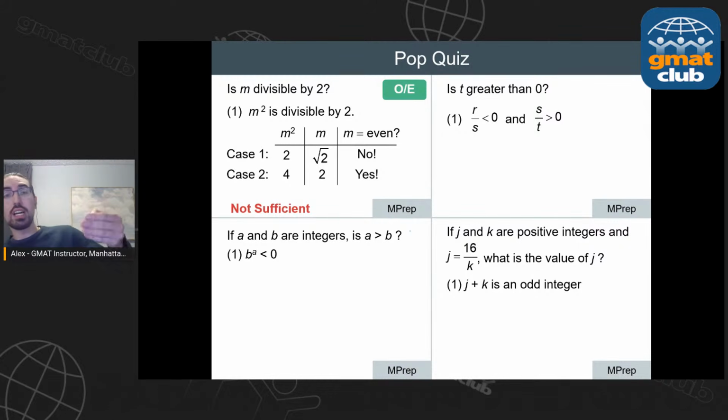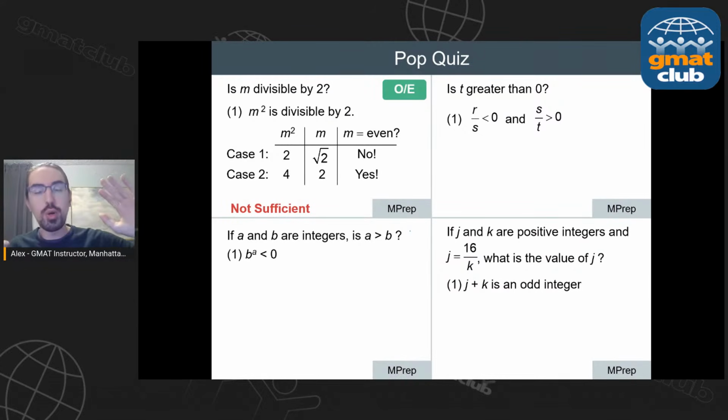So what Jaideep's kind of highlighting here is that when they give you a statement, that's where you want to be starting from. If you're testing cases, start from the statement. Think of possible m squareds rather than possible m. I was just trying to think of something that I couldn't take the square root of, so I thought of 12.